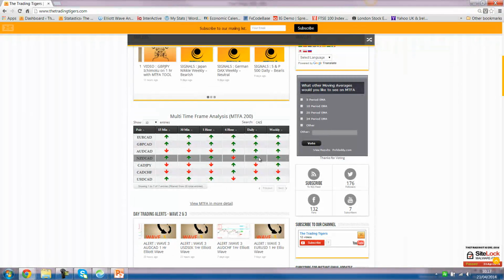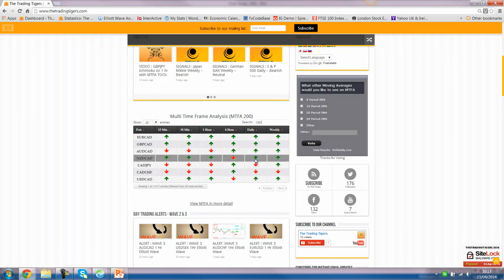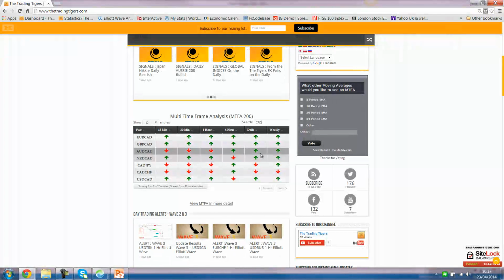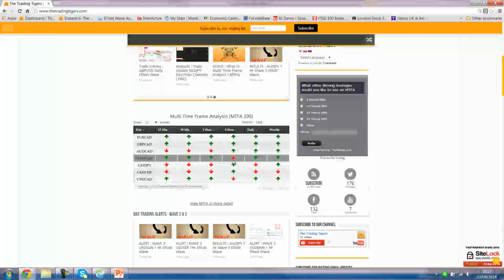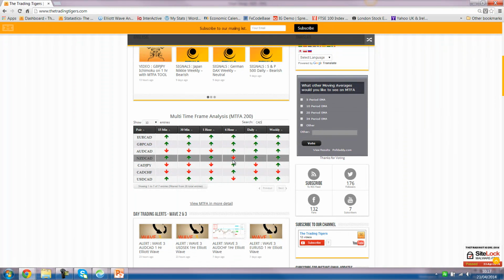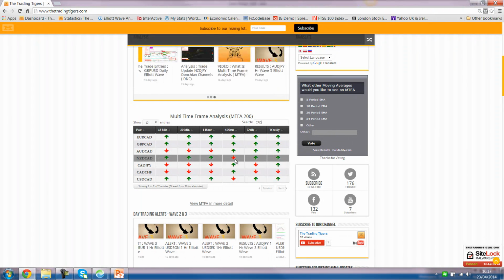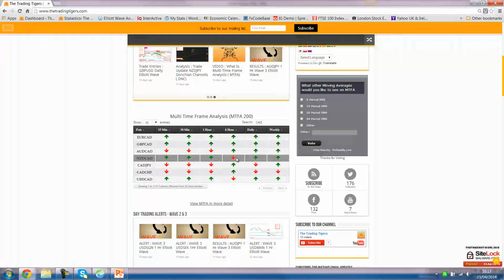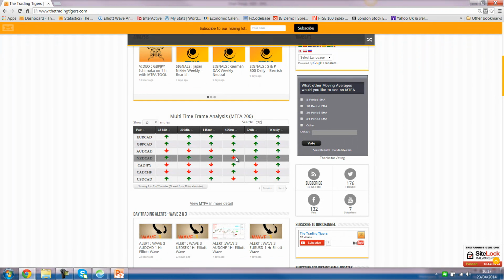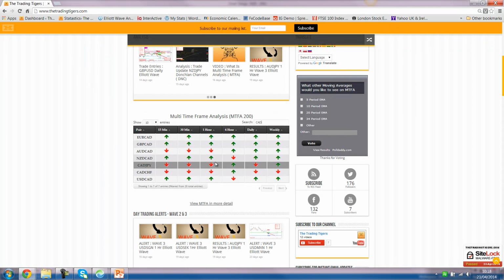So I've got a signal on the daily chart, and I want to fine-tune my entry on the 4 hour chart. So I really want to enter on the 4 hour chart, so I'd like to see all these are green to be able to enter comfortably. That's basically how I look in terms of taking a trade. I want the time frame above and the time frame below all in the same direction.